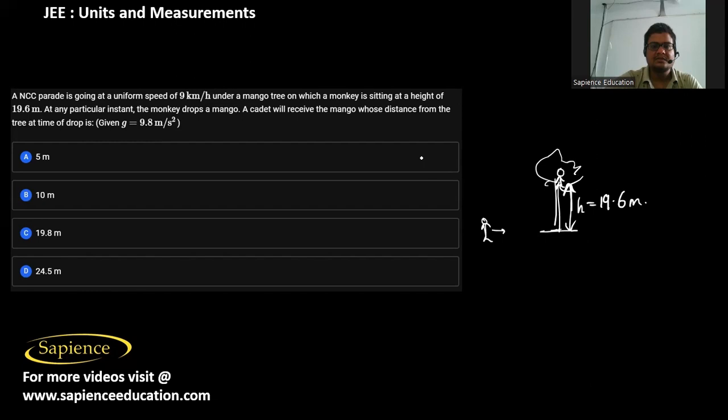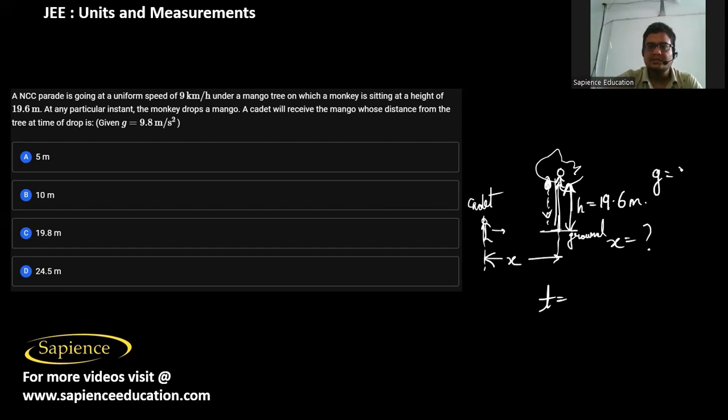A cadet will receive the mango. So the cadet should be placed at what distance from the mango tree at the time of drop? Let that be x. This x we have to find out. When the monkey drops the mango, the time that the mango will take to reach the ground, in that time the cadet also should reach under the mango tree.